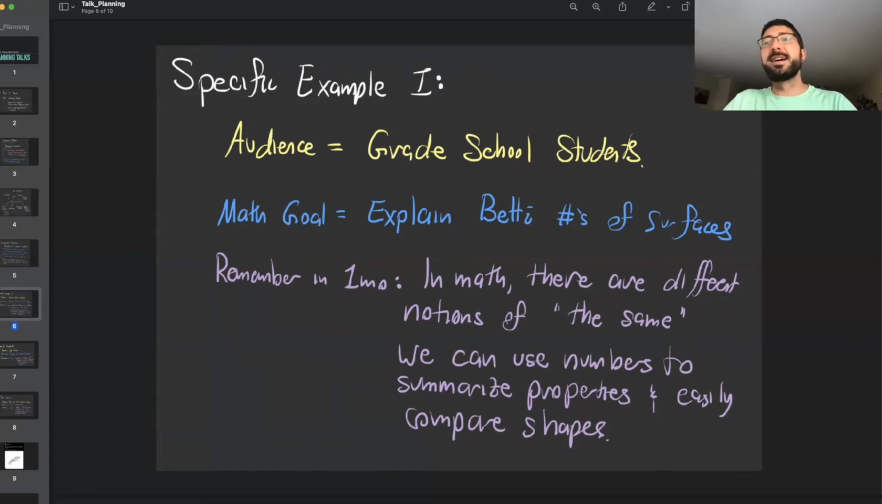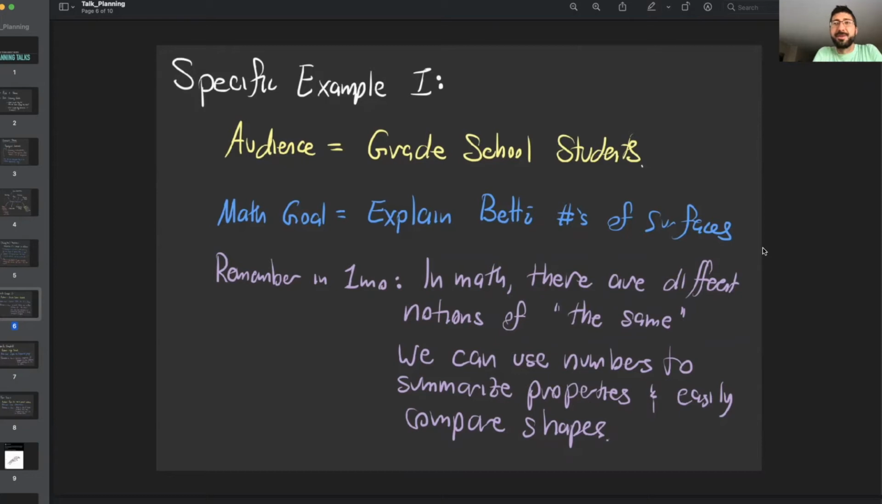I want to have some way of really imparting that on them. If there's one takeaway from the talk, if they forget everything I liked about connectedness or about Betti numbers, that's fine. If they remember this notion, that's what I want. And maybe as a secondary goal for remember in 1 month would be, for the students who really liked the talk, maybe, that we can use numbers to summarize properties and easily compare shapes. That numbers are not just the topic of study in math. That's something that a lot of grade school students know, but numbers are something that we can use in math to summarize other data that didn't appear mathematical to start with.